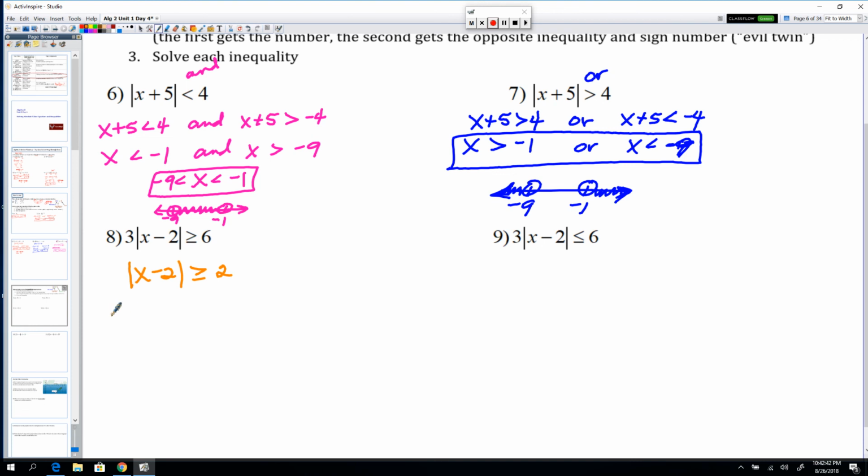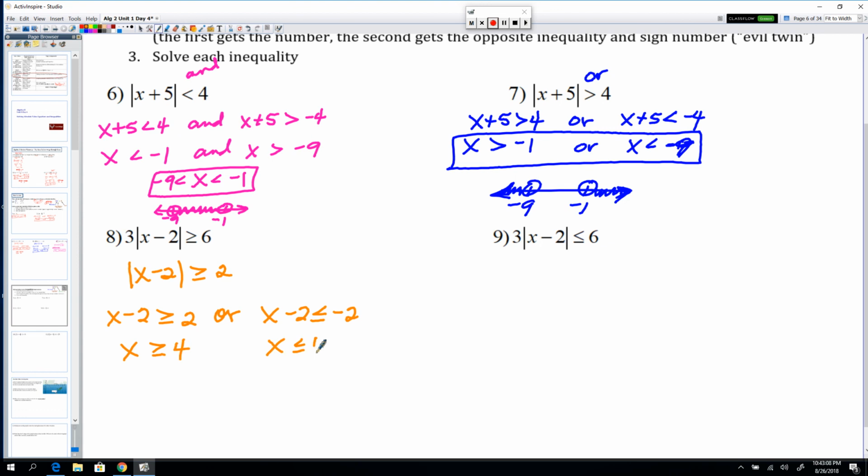Let's break it out. X minus 2 is greater than or equal to 2, or x minus 2 is less than or equal to negative 2. I flipped the direction of this and the sign of this. And I said or because this is greater. A couple steps to isolate the x's.